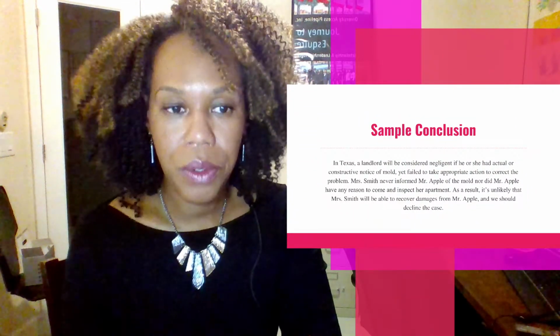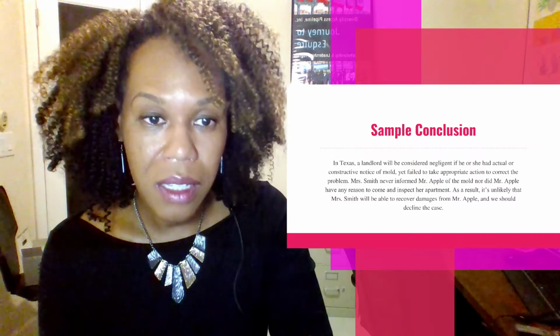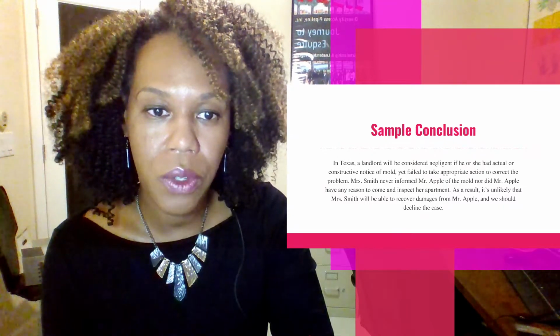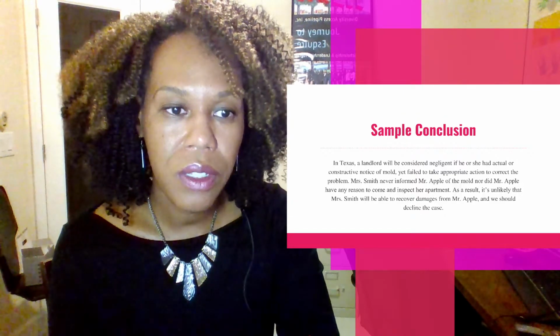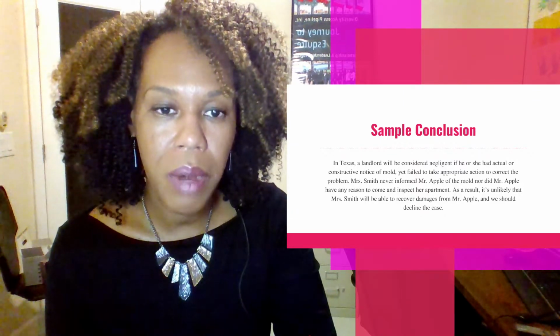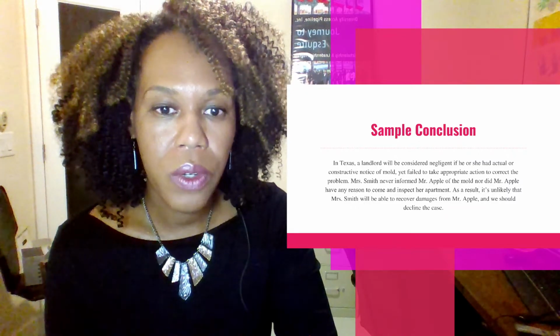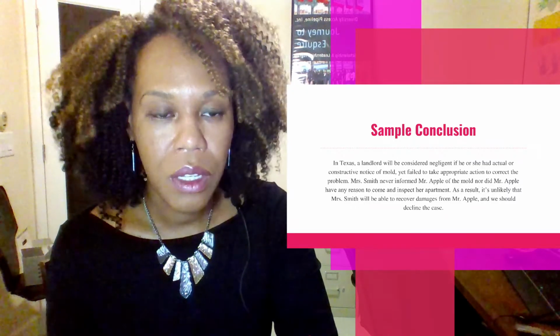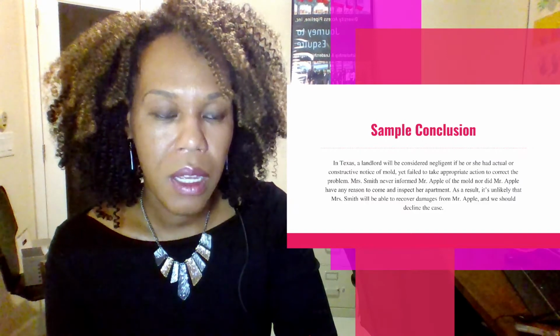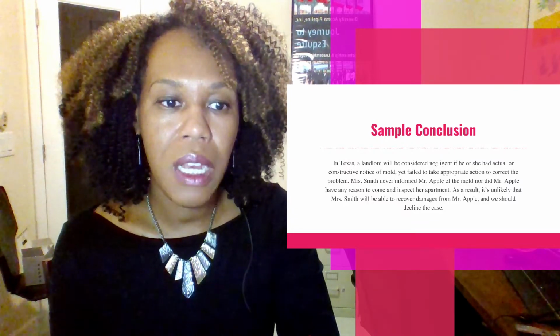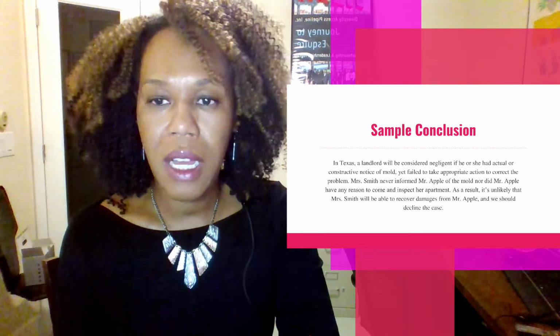So here's a sample conclusion for you to look at. In Texas, a landlord will be considered negligent if he or she had actual or constructive notice of mold, yet failed to take appropriate action to correct the problem. Mrs. Smith never informed Mr. Apple of the mold, nor did Mr. Apple have any reason to come and inspect her apartment. As a result, it's unlikely that Mrs. Smith will be able to recover damages from Mr. Apple, and we should decline the case.